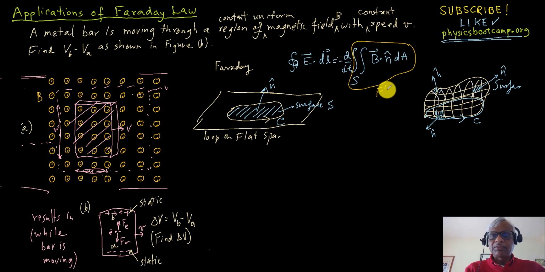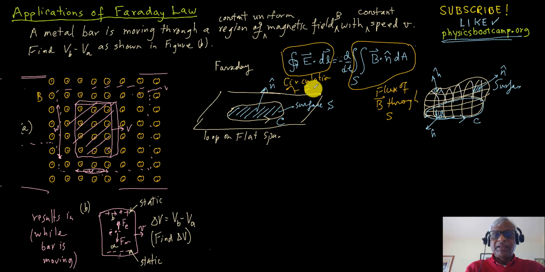Now this integral is the flux of B through surface S, and this integral is the circulation of E about C, on C. So it is how the electric field is circulating around C, and this is how the magnetic field changes, and then I have to do a minus d/dt of the flux.